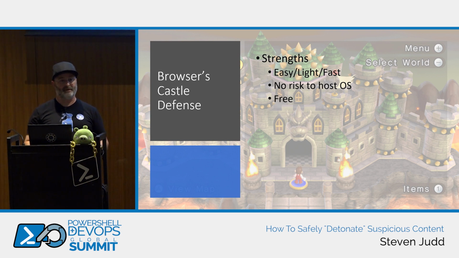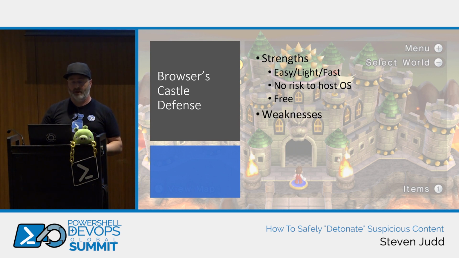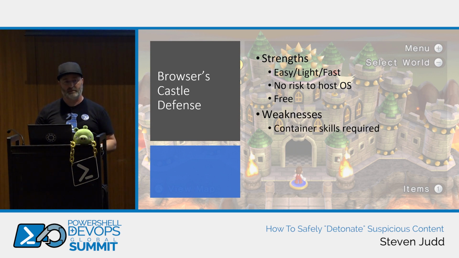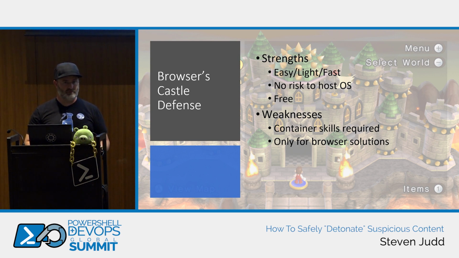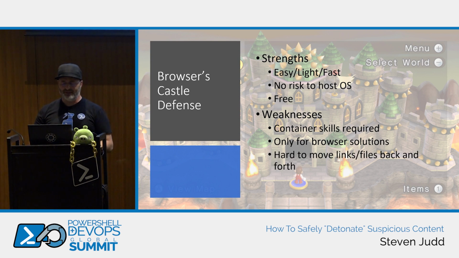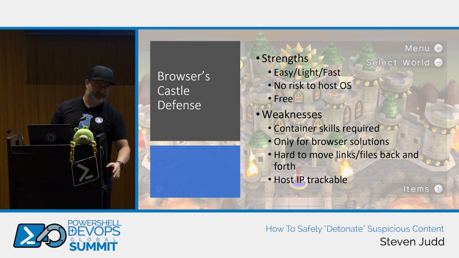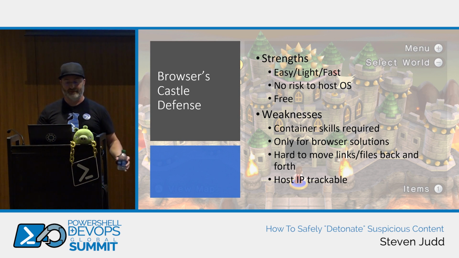Free. Everybody loves free. This is free as in free as in free. Weaknesses, well, I covered a couple of them, but container skills are required. You got to know what you're doing somewhat in containers. That's just the way it is. And this is only for browser solutions. If you need to open an exe, you need to test something else, it's not going to work in this. And I showed you it's hard to move links back and forth. That's just a challenge that is this way.